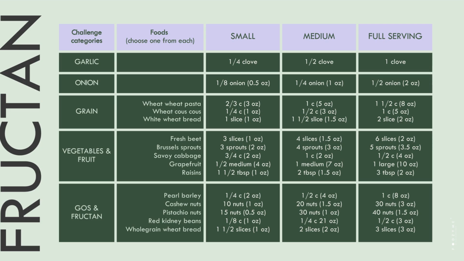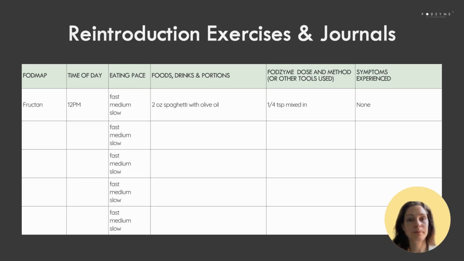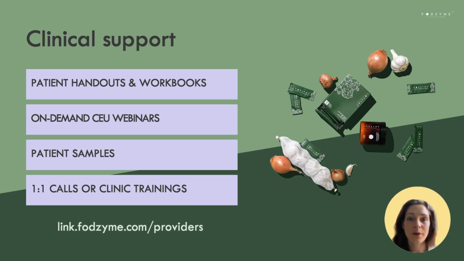Our resources also provide guidance to help patients gradually add back in FODMAPs with FODZYME. These are the suggested portions for FODMAP challenges from Monash. If patients fail to tolerate these portions during phase 2 of the low FODMAP diet, they could then try them with FODZYME and test their tolerance as well. And then in our resources, we also have a lot of journaling tools, workbooks, and guides for you to use with patients. So all to say, we offer a lot of clinical support for healthcare providers.